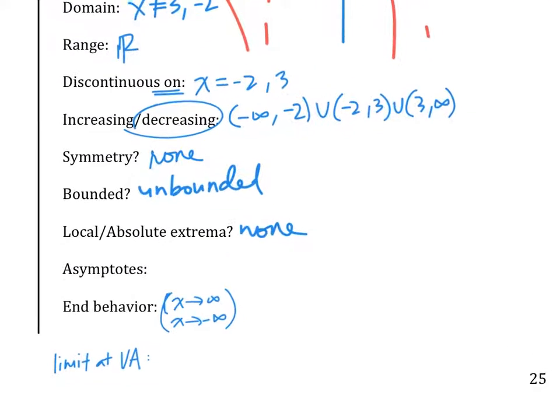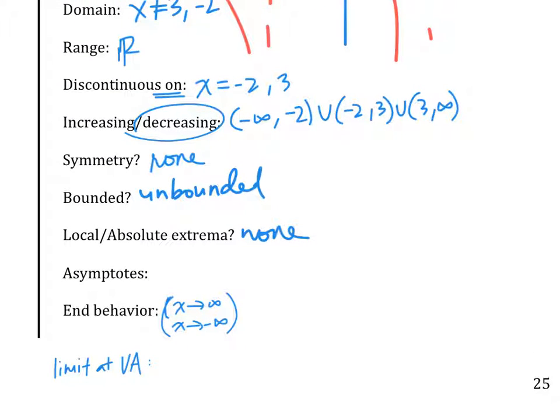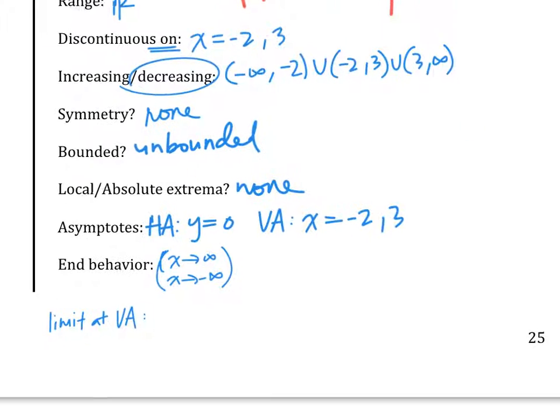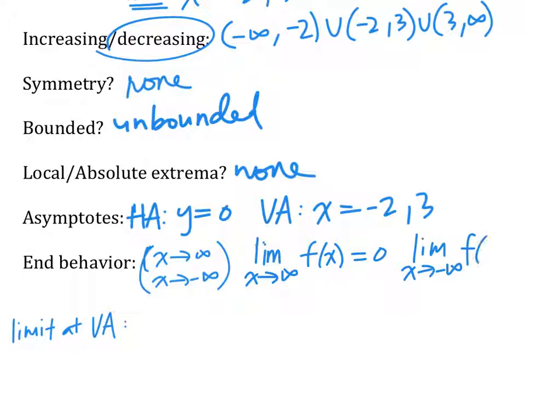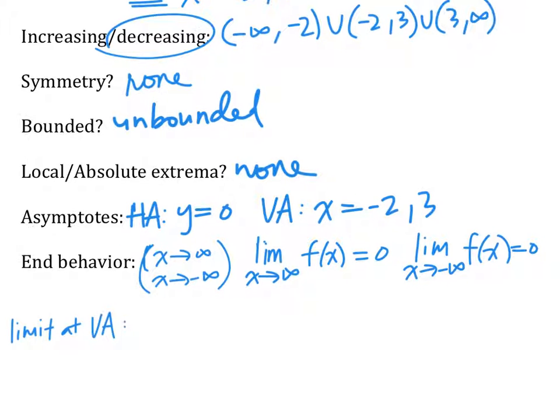Okay, Iris, asymptotes. Horizontal where? 0, and then vertical? Okay, end behavior. Amelia, you want to try? Good. And then when it goes to negative infinity? Okay, good. All right, Josh.